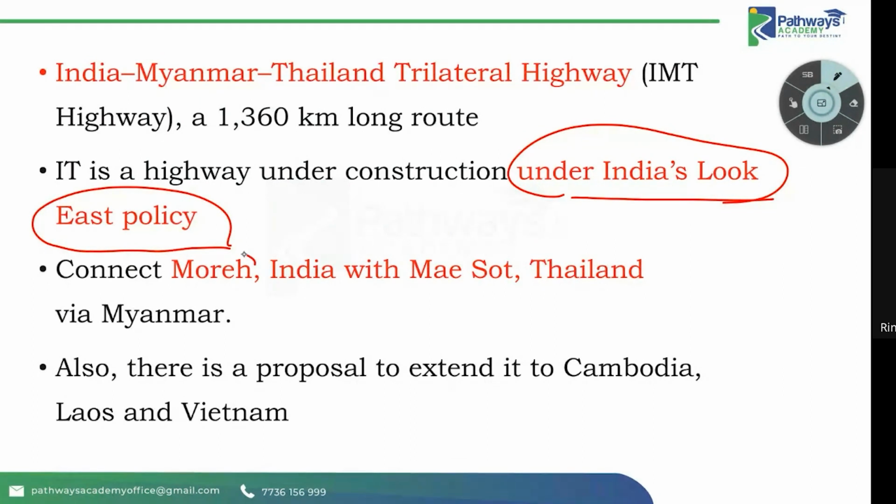It connects Moreh in India to Mae Sot in Thailand. This was the previous year's question, the 2023 question. They may say Mae Sot in China. Actually, Mae Sot is not in China, it is in Thailand.